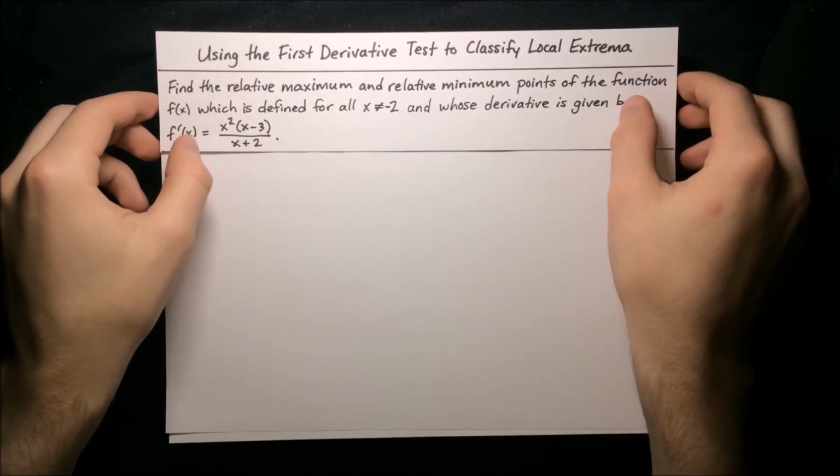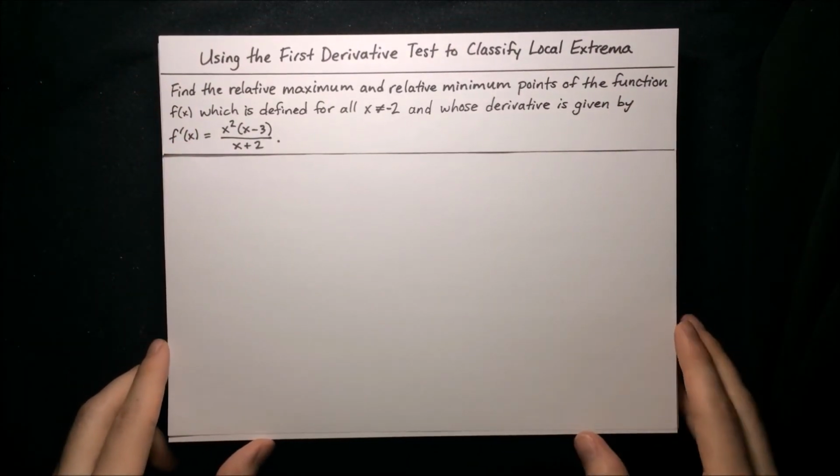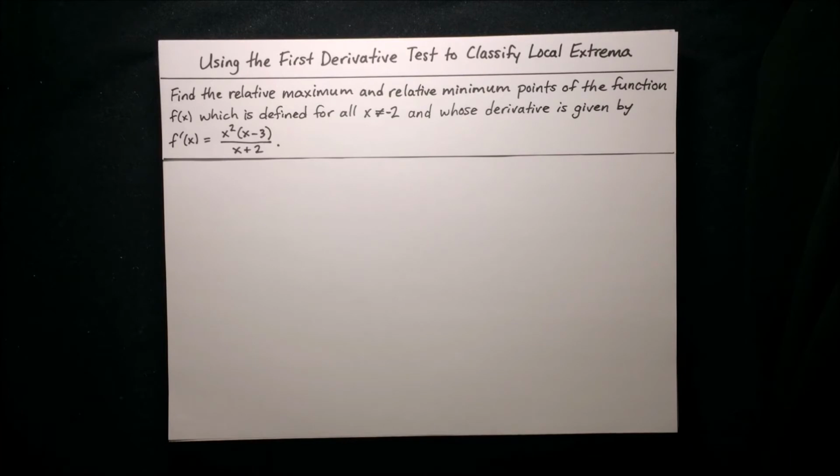Here's the next problem. We want to find the relative maximum and relative minimum points of the function f of x, which is defined for all x not equal to -2 and whose derivative is given by f prime of x equals x squared times (x minus 3) all over (x plus 2). And to do this, we're going to use the same process as before, the first derivative test. We'll first find the critical points, and then find the intervals on which the function is increasing or decreasing, and then we'll classify those critical points.